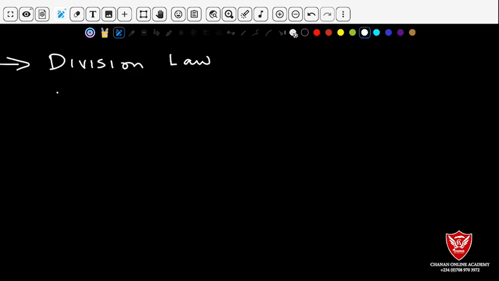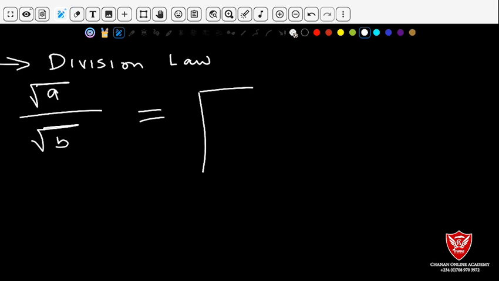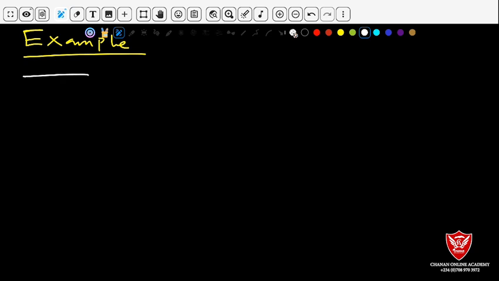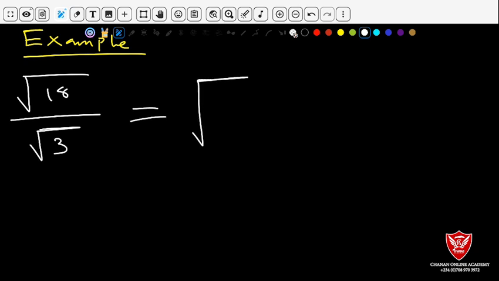The division law. The division law says if we have the root of A over the root of B, it is equal to the root of A over B. So let's explain this with an example. If we are given the root of 18 divided by the root of 3, this will be equal to the root of 18 over 3. 18 divided by 3 is going to be 6. So we have root 6 as our answer.